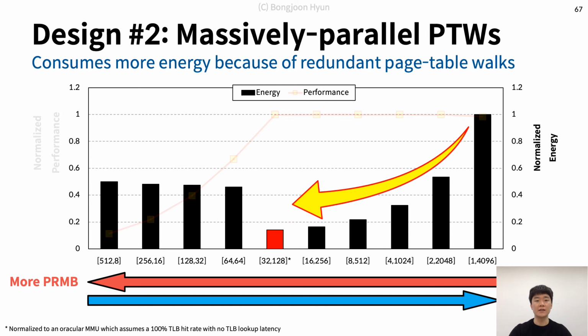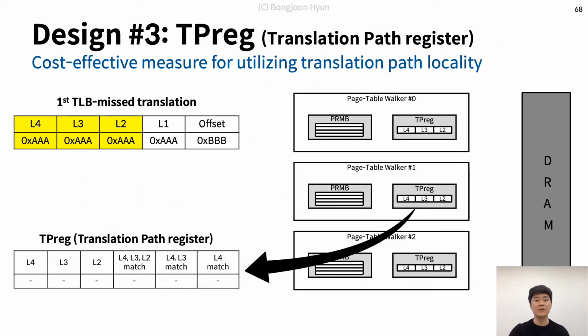Such result highlights the importance of properly filtering out redundant page table walks using our PRMB microarchitecture, as more page table walks mean more energy consumption. Our final proposed optimization is the translation path register, which caches the most recent page table walk information but is designed in a highly cost-effective manner by utilizing the unique application characteristics of DNNs.